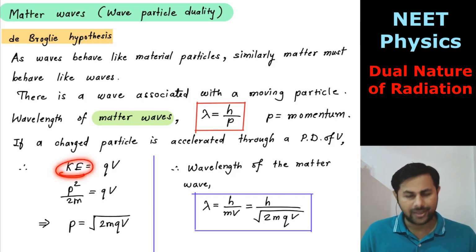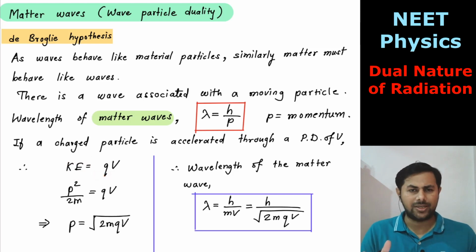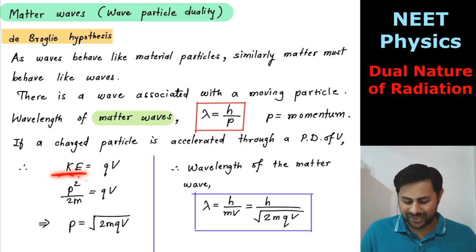So the kinetic energy of the particle would be equal to what? The potential energy used to accelerate the particle. Kinetic energy is half mv square, and it can also be written as p square by 2m. So you have p square by 2m equals q multiplied by v, where q is the charge on the particle and v is the potential difference. Then take that 2m to the other side, so momentum p is equal to the square root of 2m qv, and then you can easily find its wavelength.